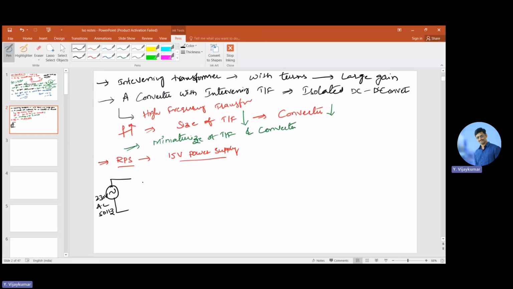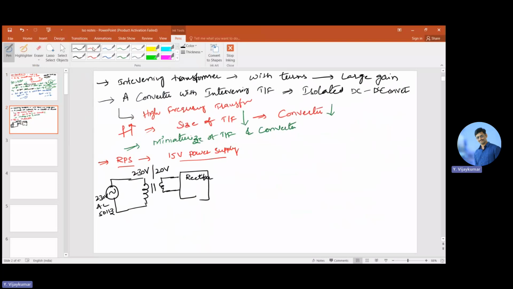Now here we will be having a transformer. This transformer will step down the voltage. The input voltage here is 230, so this 230 volts can be stepped down to 20 volts. This stepped down voltage, 20 volts, is given to a rectifier, because we have to convert it, right?